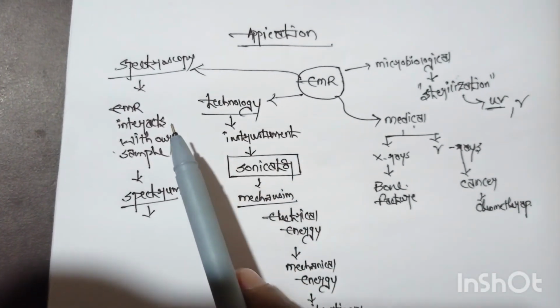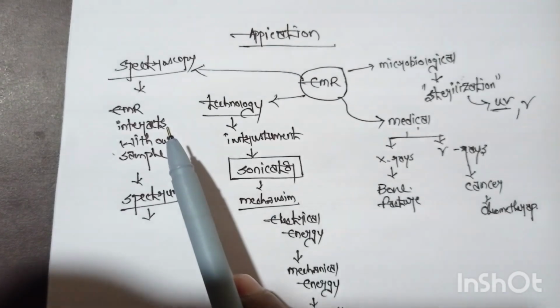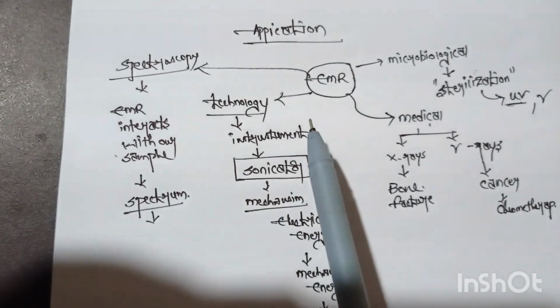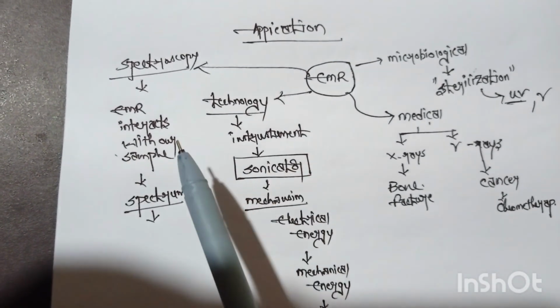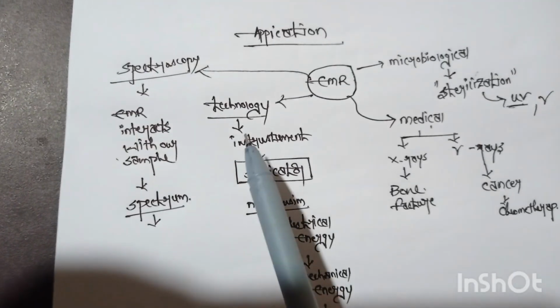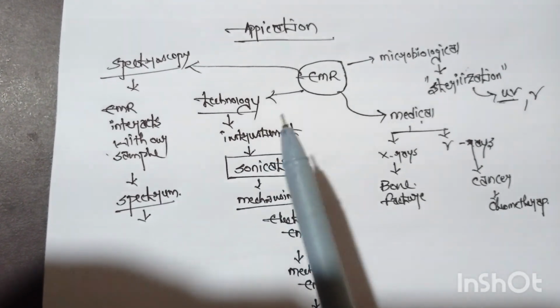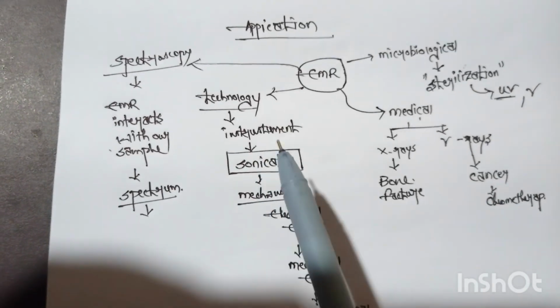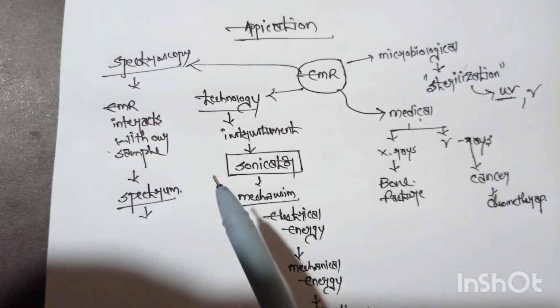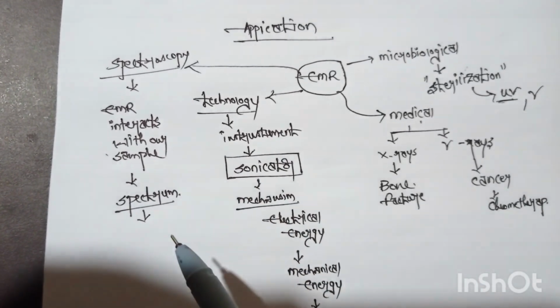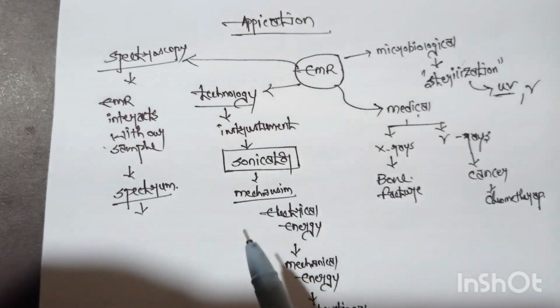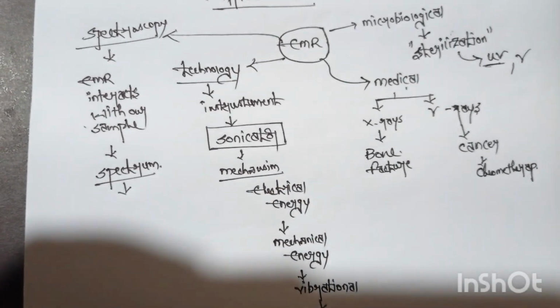Coming to another application, it is used in spectroscopy. Electromagnetic radiation is widely used in spectroscopic techniques like NMR, UV, IR, X-ray diffraction spectroscopy, etc. In spectroscopy, we obtain data from the spectrum by using electromagnetic radiation.